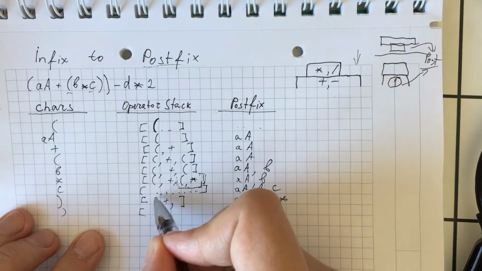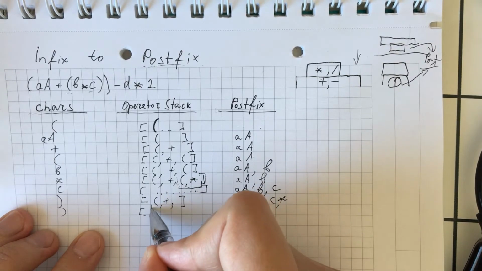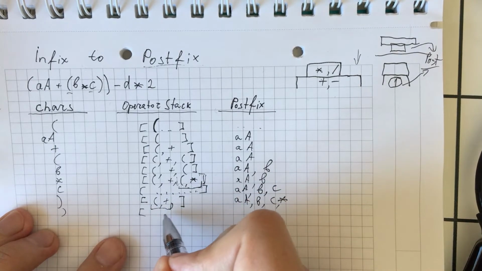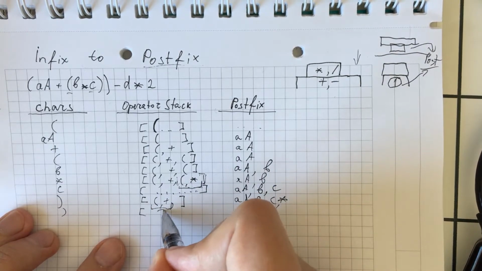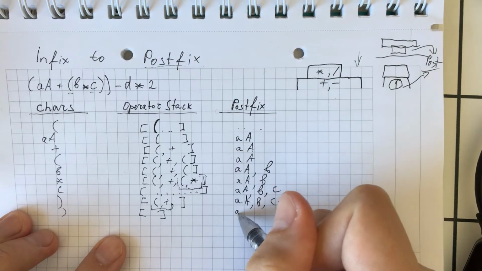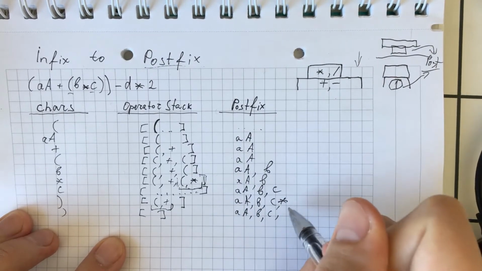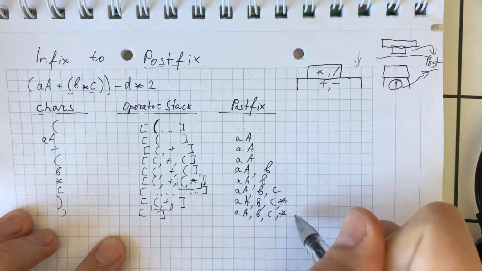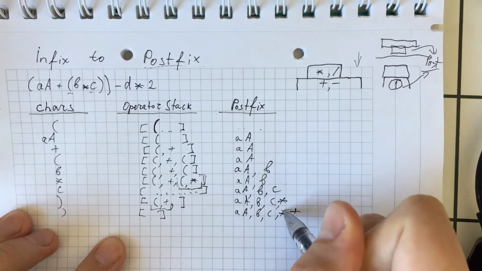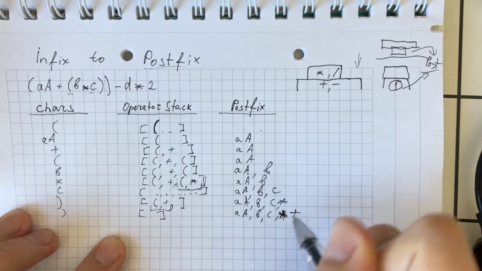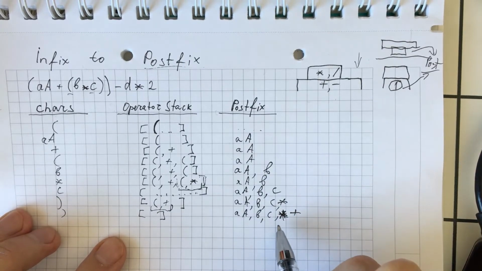Well, there was an opening here. So we hydrate or destroy everything here, and this becomes an empty stack. And A, B, C, multiply, and plus. Multiply. So you can see the logic already.